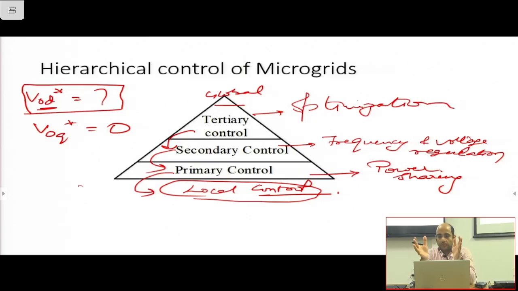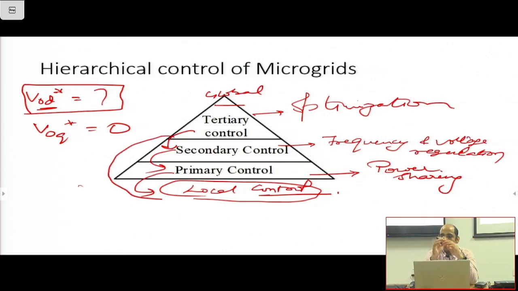That's it. It's nothing much to discuss here. The tertiary, as I told, is just like the OPF or those kind of things. So it runs in 15 minutes. You run an optimization model, loss minimization, cost minimization, something like that. And that is all. The important ones are these: the secondary control and the primary and the local.